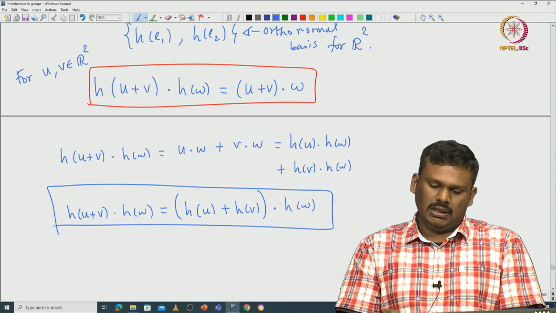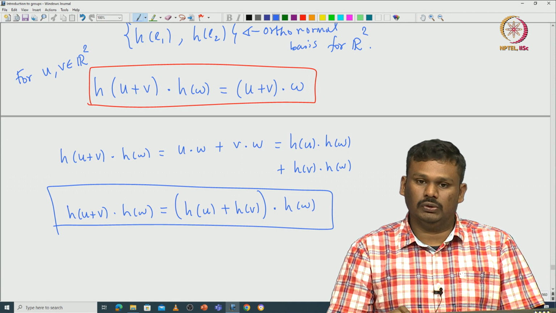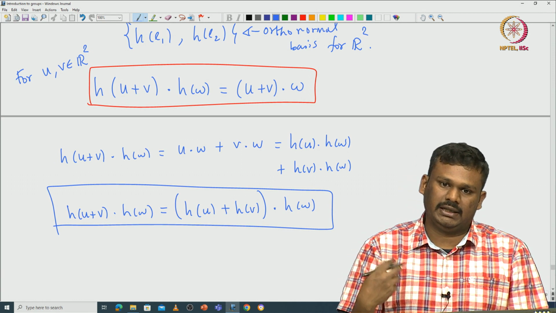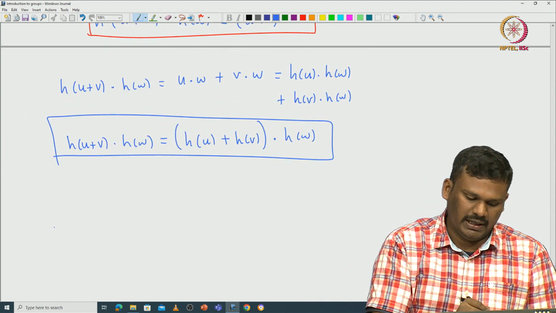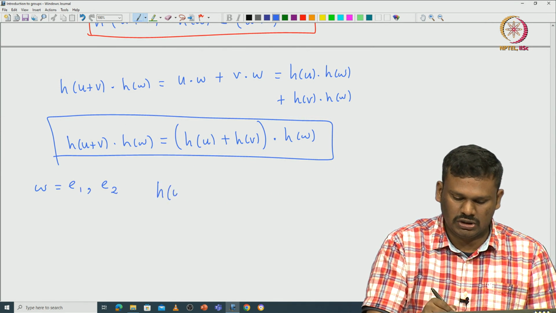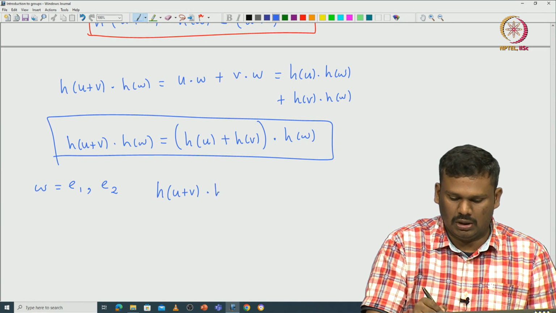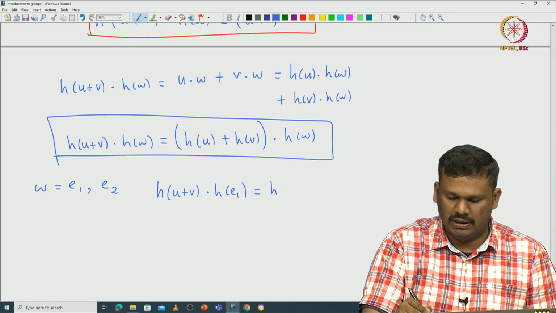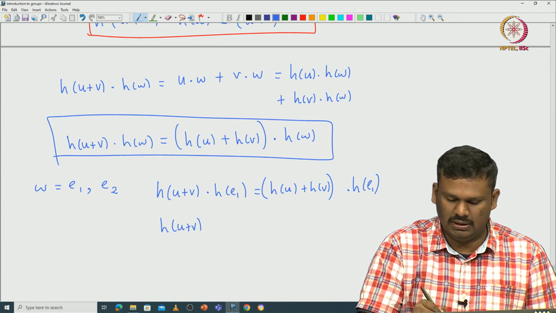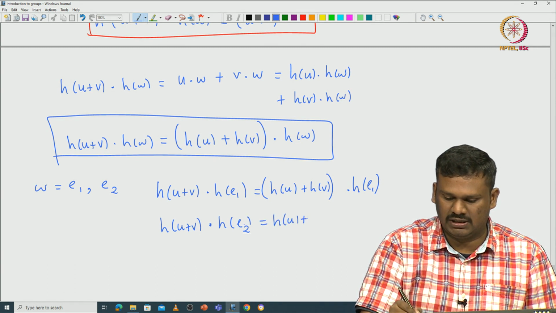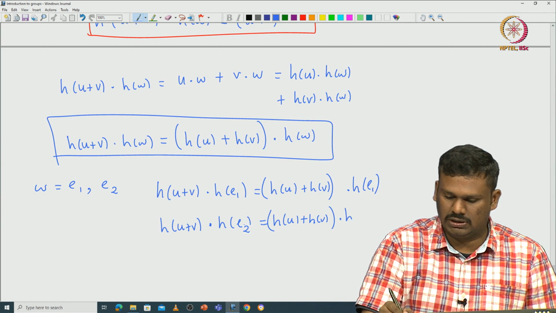Note that this formula is true for any u, v, w, in particular any w. So, I can take w to be E1 and E2, and still the formula is true. Then by taking w equal to E1 and E2, you can conclude that H of u plus v dot H of E1 is the same as H of u plus H of v dot H of E1. Similarly, H of u plus v dot H of E2 is the same as H of u plus H of v dot H of E2.